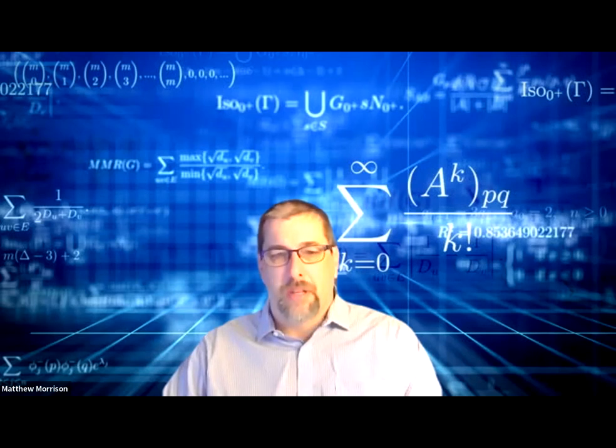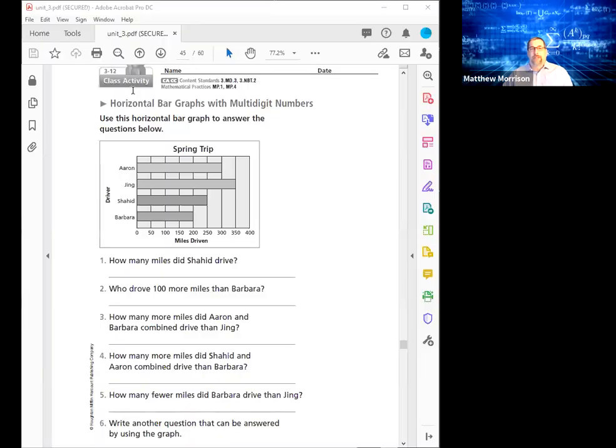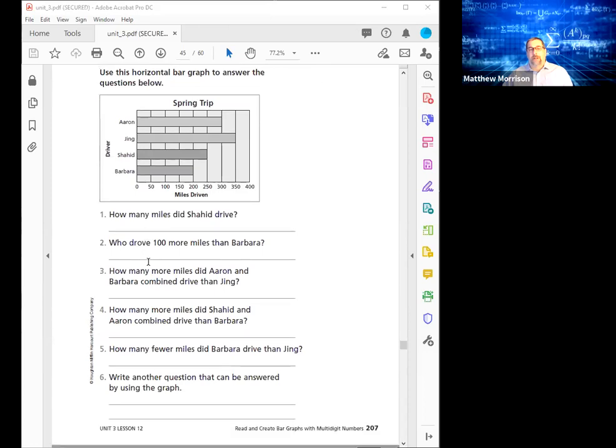So today we are going to be continuing our study with lesson 12. And we have horizontal bar graphs with multi-digit numbers. Really what we've been doing so far has been fairly simple. Five of this, eight of that. In life, usually that's not how it's going to be. It's going to be much more complicated, we'll say. So we're going to have a little practice with things that are slightly more complicated. I didn't say hard. I just said more complicated, okay?